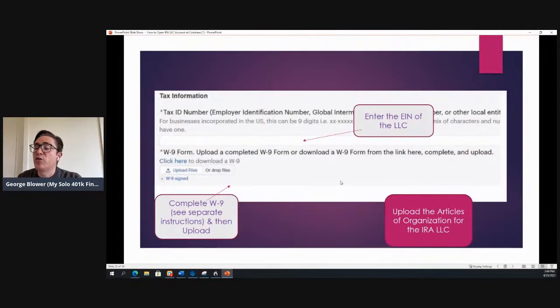Now the application turns to asking about tax information. So when they ask for the tax ID, you'll want to enter the EIN of the LLC. You'll be asked to upload a W-9 form. And in a later slide here, we've got more information about how to complete a W-9 form for an IRA LLC. You'll also be presented with an opportunity to upload the articles of organization.